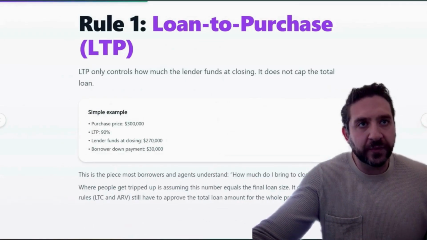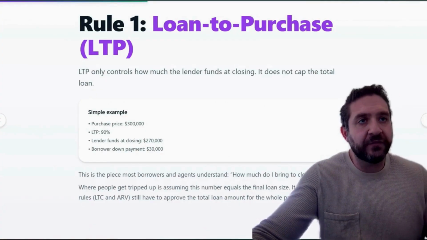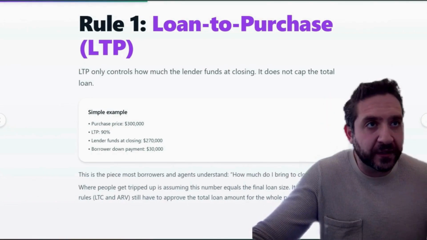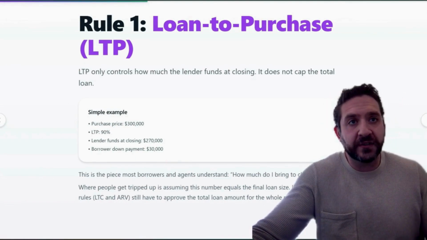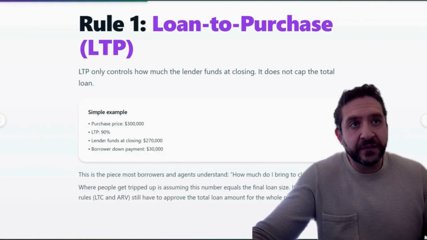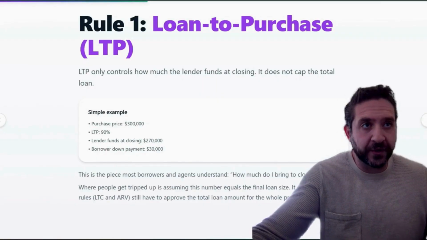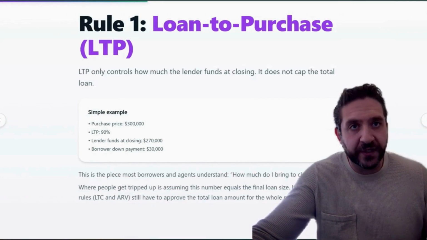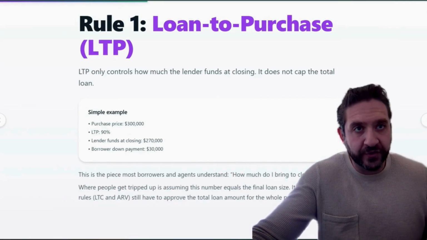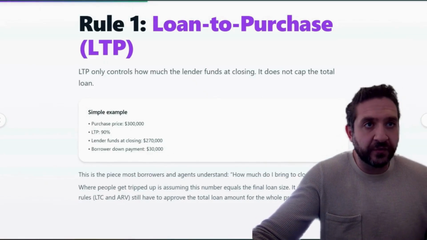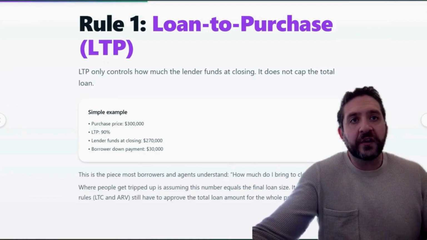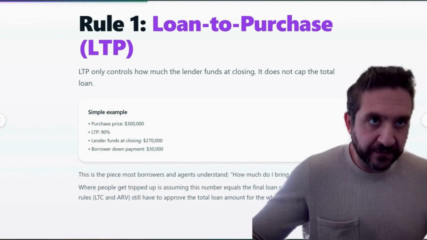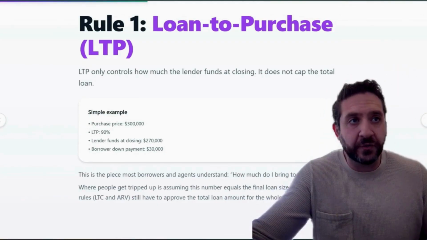Rule number 1, loan to purchase. It's the easy one. If a lender goes up to 90% purchase, that means that the borrower brings 10% down at closing. So on a $300,000 purchase, the lender does $270,000. The borrower brings $30,000. The important thing to understand is this only controls the amount of money that shows up at closing for the purchase. It does not cap the total loan for the whole project. This is where a lot of people stop thinking. They hear 90% of purchase and assume the rest of the math will just work out. It doesn't. The other rules still have to approve the full loan amount.